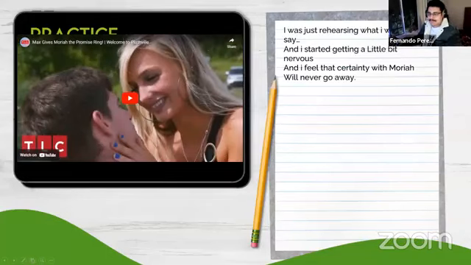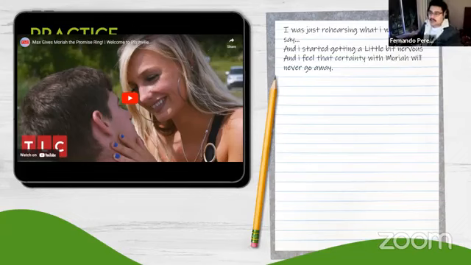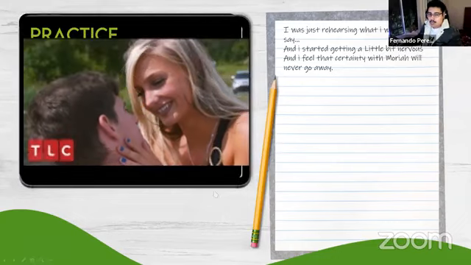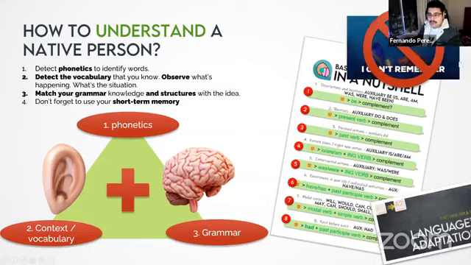Let's go through our practice. So this is the idea. You need to transcribe the video using the words that you are listening. We are going to focus on comprehension, word by word. It's super important to keep in mind that we are talking about word by word. This is using your memory, detecting phonetics, and remembering formulas.